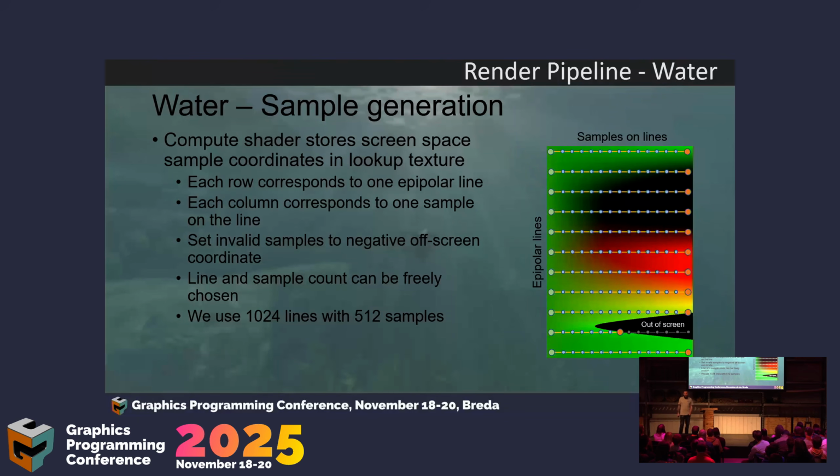We launch a compute shader with one thread for all epipolar coordinate candidates. And for each sample candidate, we compute the screen space position and store it in a 16-bit lookup texture, where each row in the lookup texture corresponds to one epipolar line, and each column corresponds to one sample on the line. For invalid samples, we store a negative off-screen coordinate again, so that's the black ellipses in the lower right.